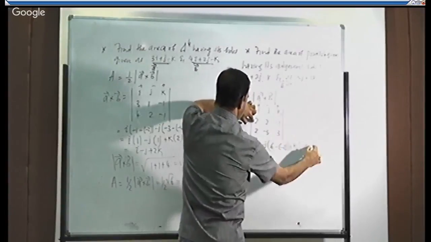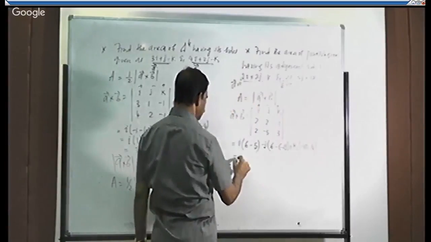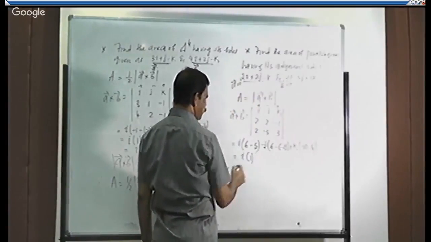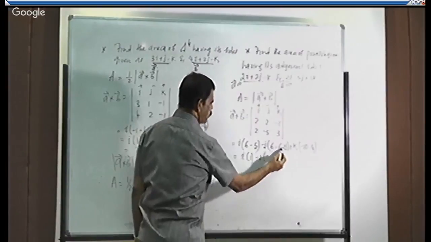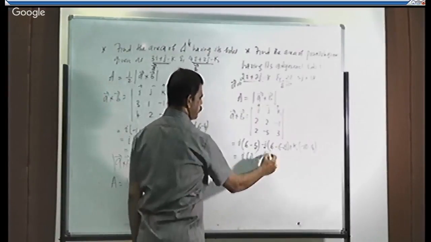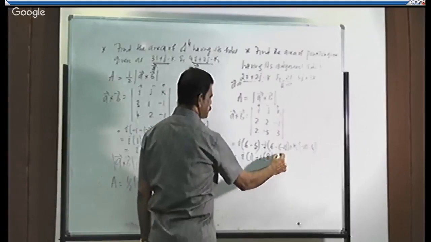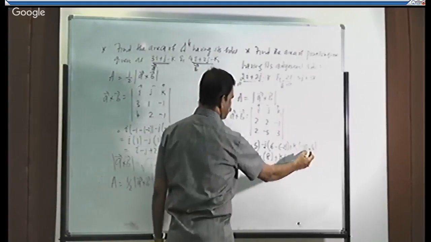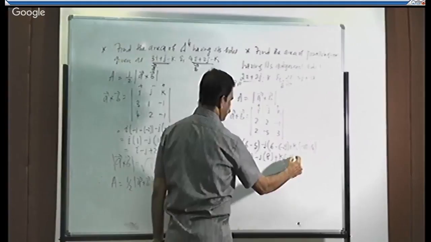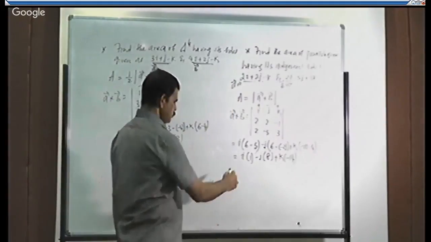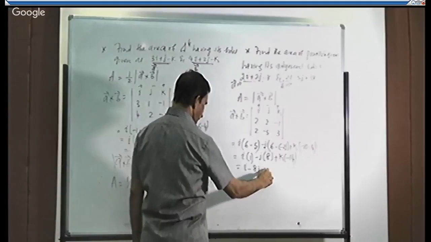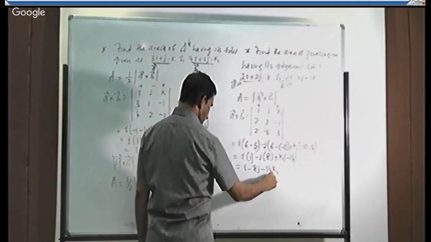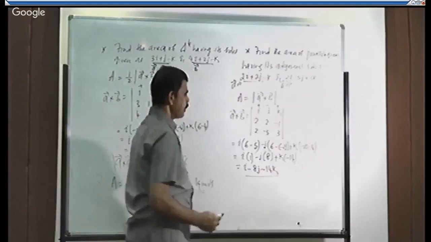2 2s are 4. That is equal to i into 6 minus 5, 1, minus j into 6 plus 2, 8, plus k into minus 10 minus 4, minus 14. It is i minus 8j minus 14k. This is A cross B.